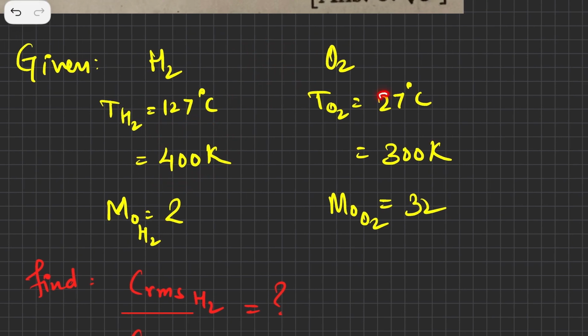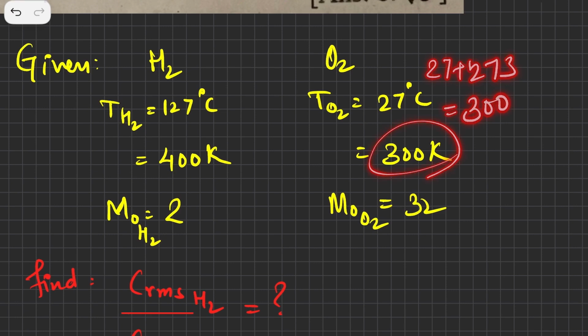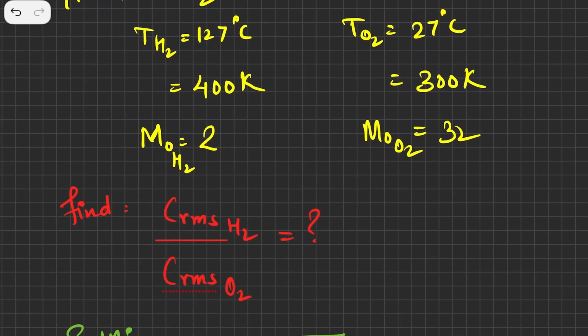And temperature of oxygen is given as 27 degrees Celsius. I'll have to convert this into Kelvin. So 27 plus 273 will give me 300 Kelvin. So that's 300 Kelvin. Molar mass of hydrogen and molar mass of oxygen is given, not a worry.